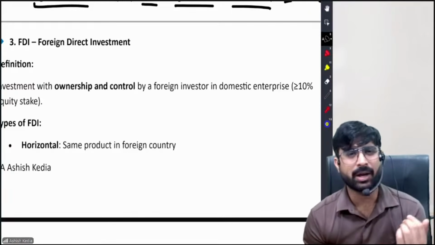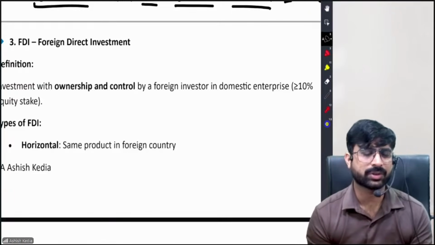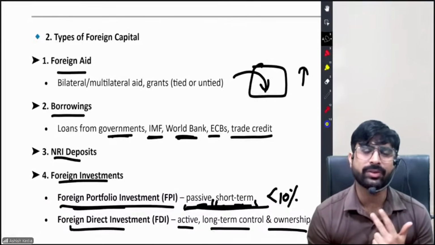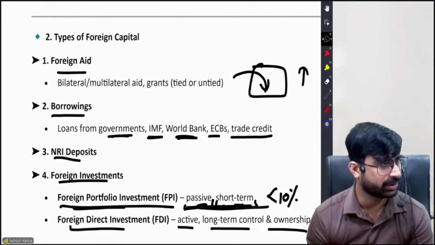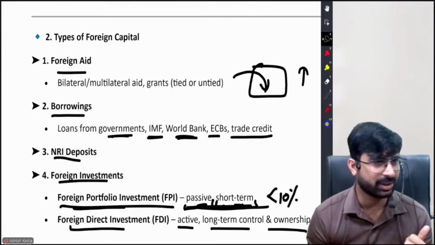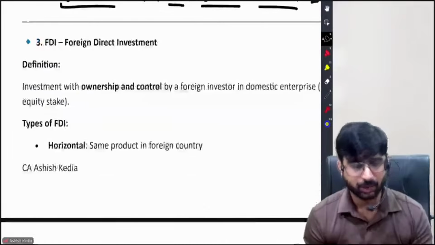So to sum it up, we have studied that there are four types of foreign capital: foreign aid, borrowings, NRI deposits, and foreign investments. Foreign investments are of two types: FDI and FPI. Good. Now moving on. What is FDI?